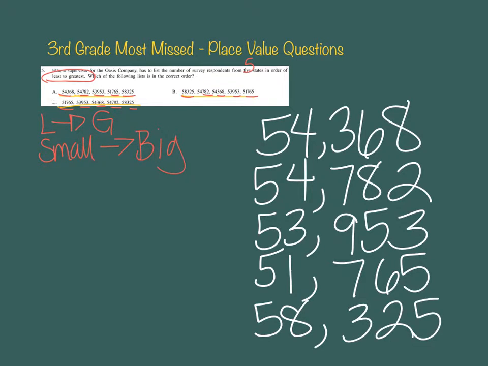Okay, so double checking. I have 5 numbers. The first one is 54,368. Yep, check, got it. 54,782, got it. 53,953, got it. 51,765, got it. 58,325, got it. Okay, I hope everybody wrote them down correctly. Now, my job is to make sure that I put them in order from least to greatest.